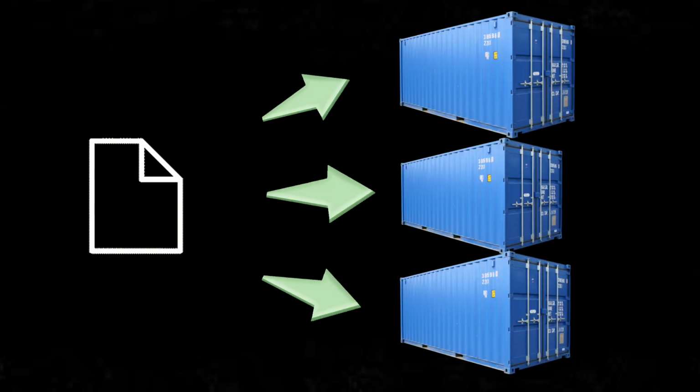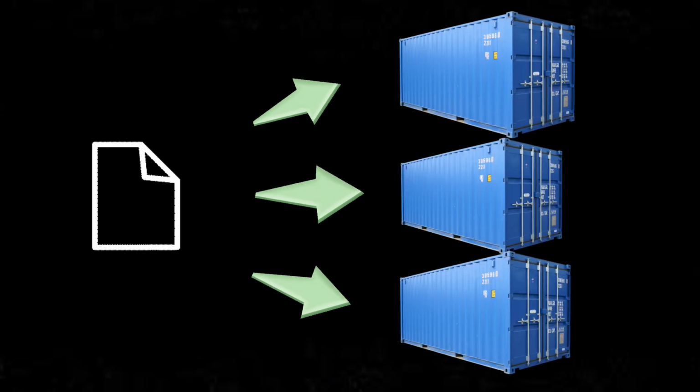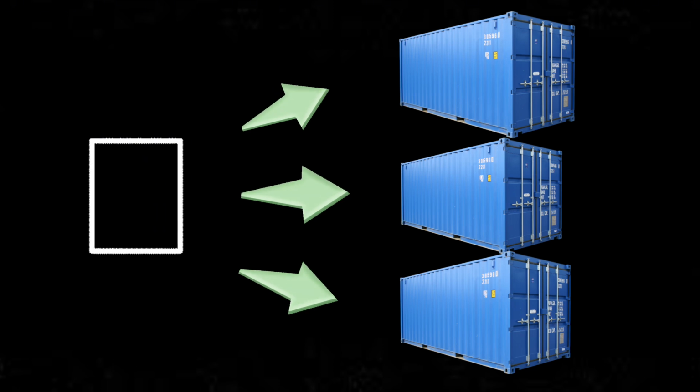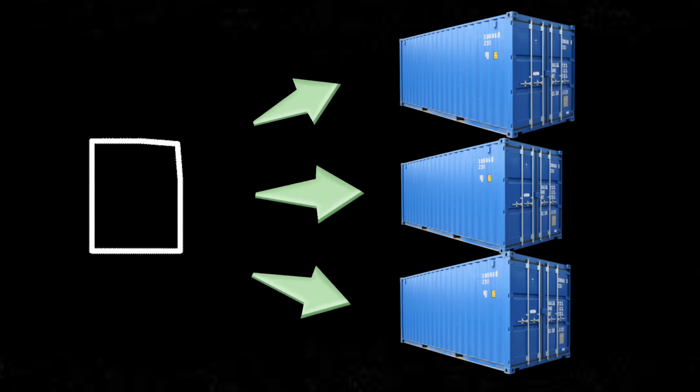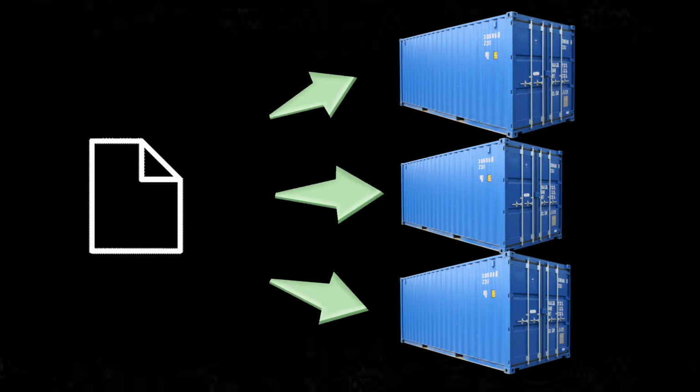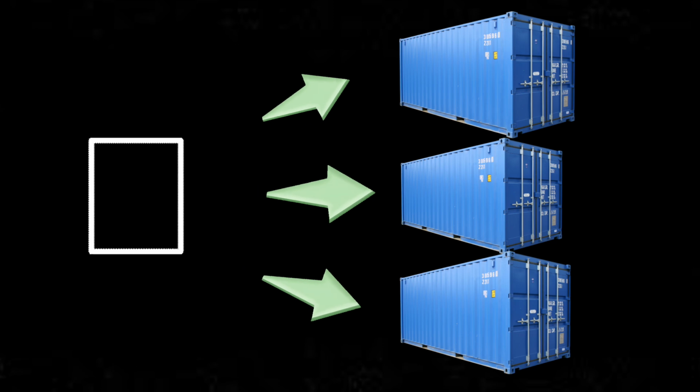One image can create unlimited containers. They'll all be identical. Think of it like a recipe versus a cooked meal. The recipe is the image. You can make as many meals as you want from the same recipe. Each meal is a container. Or blueprints and buildings. One blueprint and many buildings. One image, many containers. But where does the image come from?